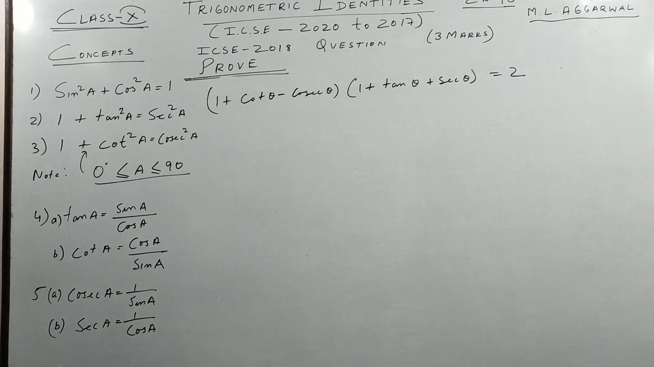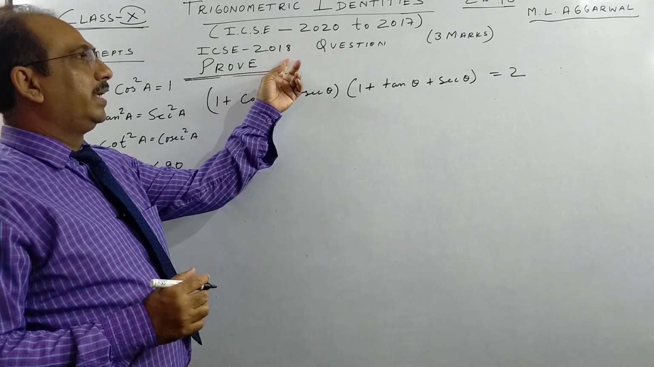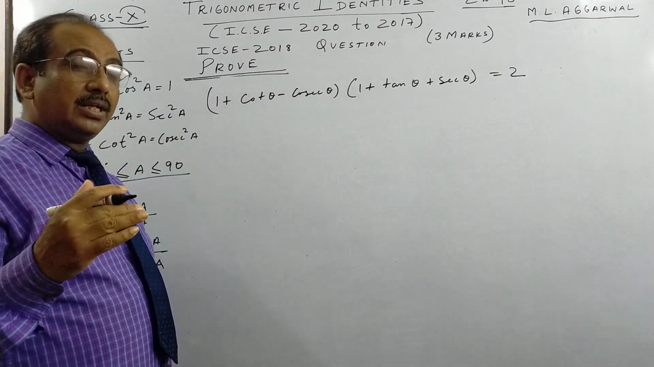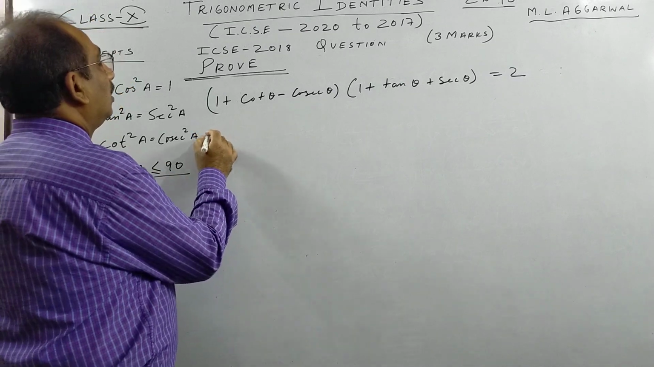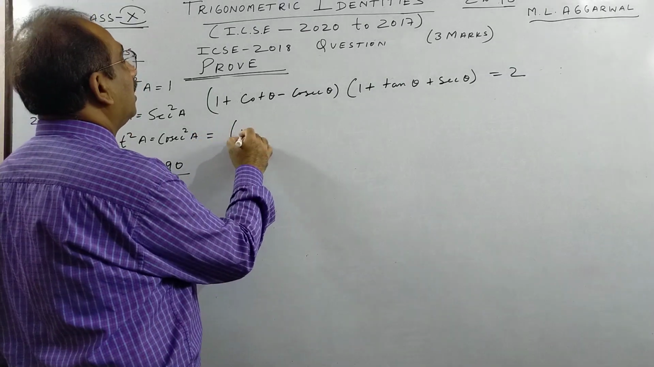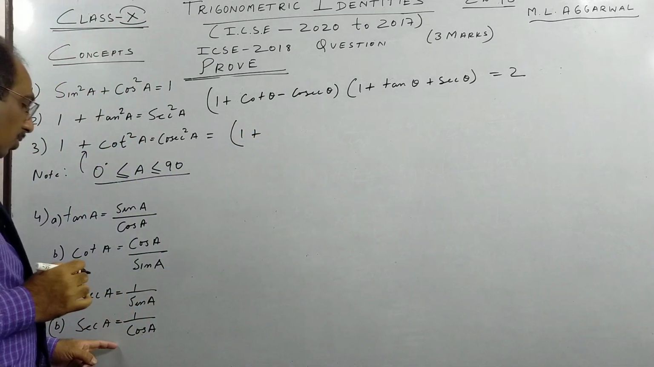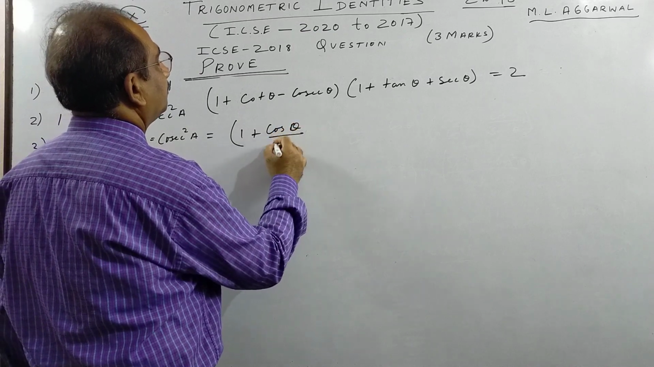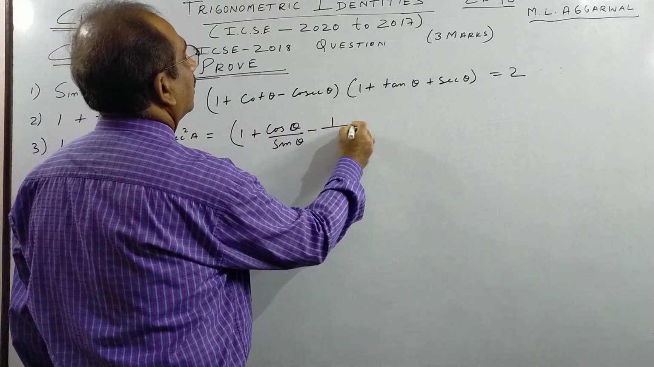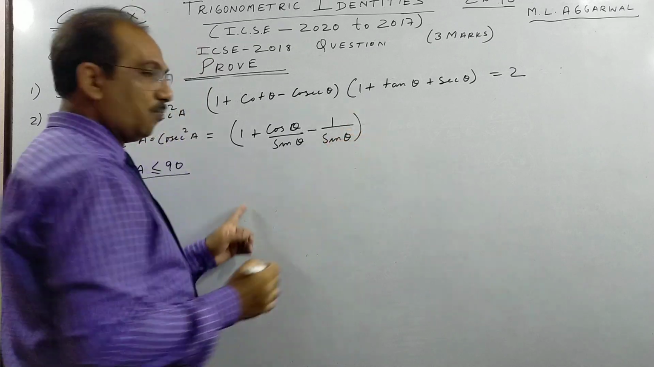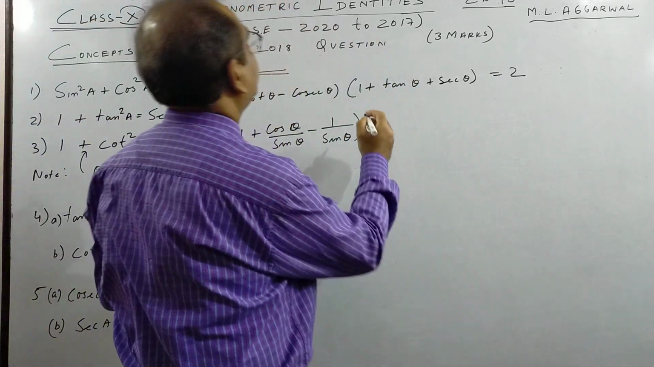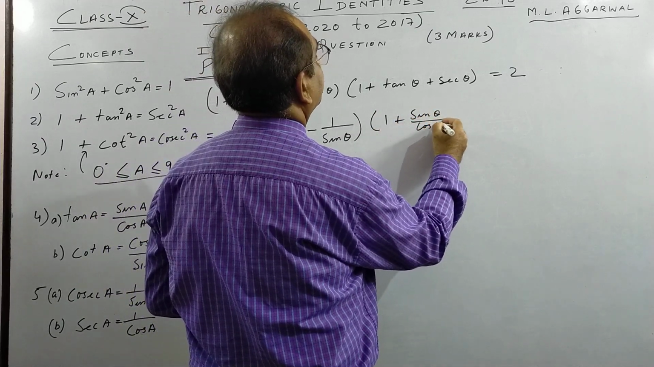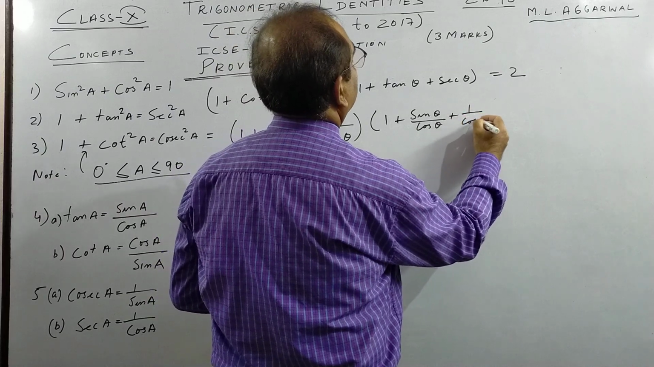Next we move on to year 2018. This is also a 3 mark question, and generally they are in section A, but sometimes I'll show you that one question is in section A and one is in section B also. Cot is cos by sine. Cosec is 1 by sine, and tan is sine theta by cos theta. Sec is 1 by cos theta.